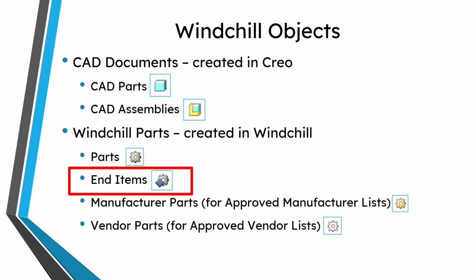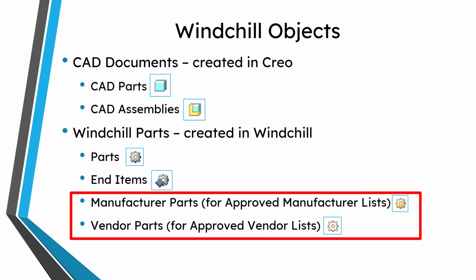And an end item is just a special designation for a WT part to say that, hey, this is a distinct unit that we are going to sell or we are going to manage as a complete unit. Besides having your regular gray gears, you have other different kinds of Windchill objects like manufacturer parts and vendor parts, and those are also with the gear symbol, but they are different colors. And you use the manufacturer parts to generate your approved manufacturer list, your AML, and you use the vendor parts to generate your approved vendor list, your AVL.